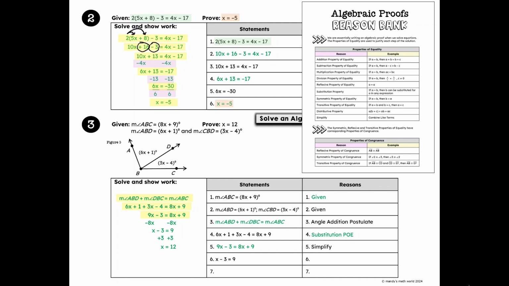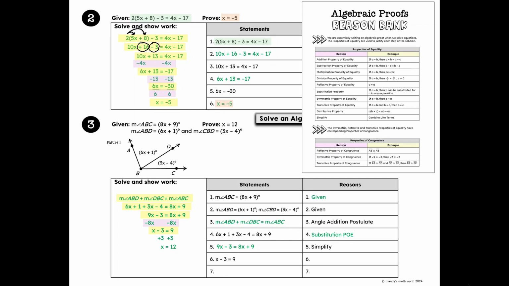What did we do to get there? We combined like terms. Our reason is we simplified it, right? Let's just combine like terms. Okay, next step. We subtracted 8x from both sides to get x minus 3 equals 9.